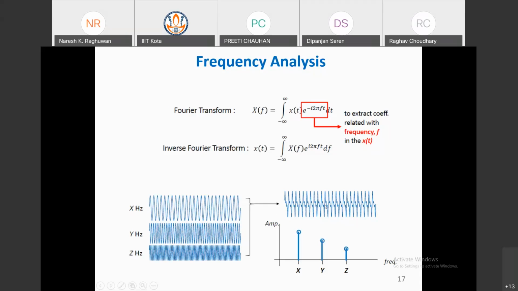If you do the Fourier transform of the signal, you will see that the three frequencies are separately shown here with amplitude. Whatever the frequency of the X signal, the frequency of the Y signal, and the frequency of the Z signal. The higher frequency of the Z signal is shown far away on the frequency axis. This is the Fourier frequency analysis, how you convert the time domain signal into the frequency domain. Electrical people, I think, will know this very well.